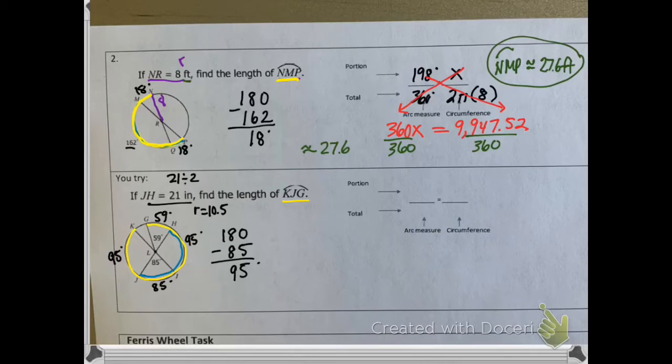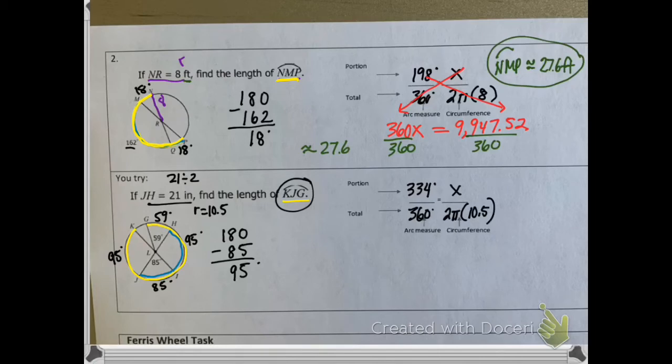So now all I need to do in order to find the degrees of KJG is add all 4 numbers together. So if you add 95 plus 85 plus 95 plus 59, you get 334 degrees. And that's out of 360. My second fraction, my arc length, what I'm trying to find out of a total circumference of 2 pi times the radius, which was 10.5.